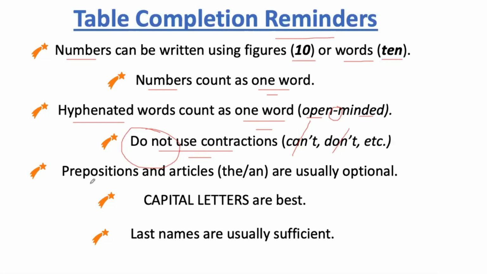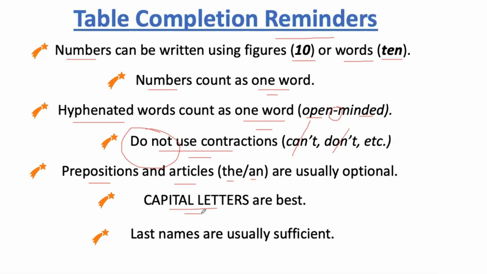In the completion questions, prepositions and articles, so words like the, or an are usually optional. We're looking for keywords, we're looking for key ideas, and these are just considered as extra. When writing out your words, capital letters are best.